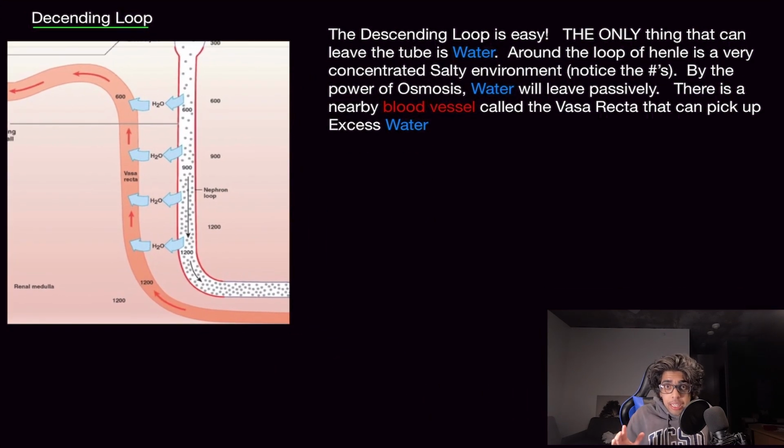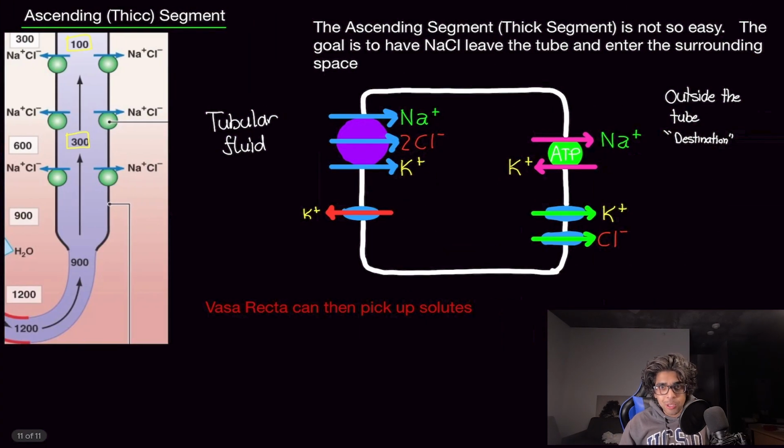That's all you really need to know about the descending loop. It's just water can leave. Now the ascending loop is where it gets complicated. It's not too bad, but it's a little bit more complicated. So the ascending loop is where everything else can really leave except water. Water cannot leave in the ascending loop.